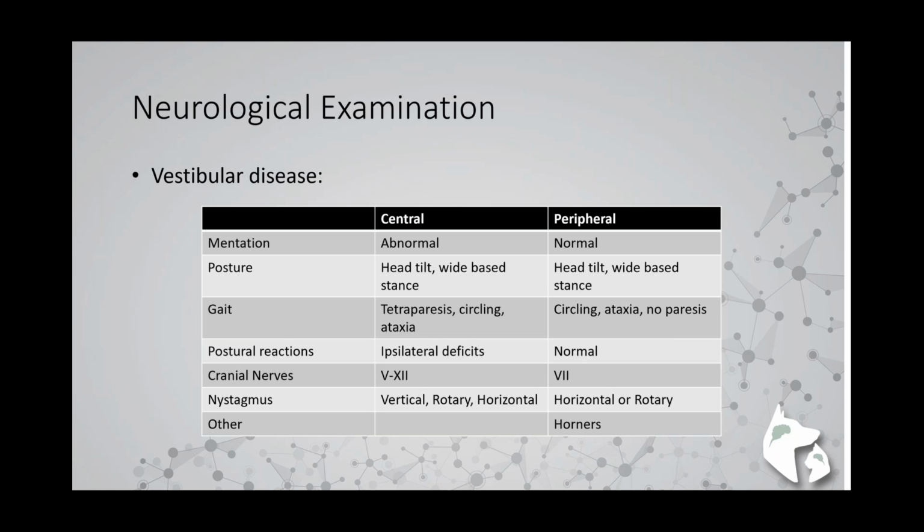And then finally, looking for signs of Horner's, so any kind of drooping of the face, enophthalmos or retraction of an eye, and a miotic eye, prolapsed third eyelid. We'll show a picture of Horner's later, but if you see that and a head tilt, it's pretty indicative of peripheral disease, and we worry about ear infections and things like that for those patients.